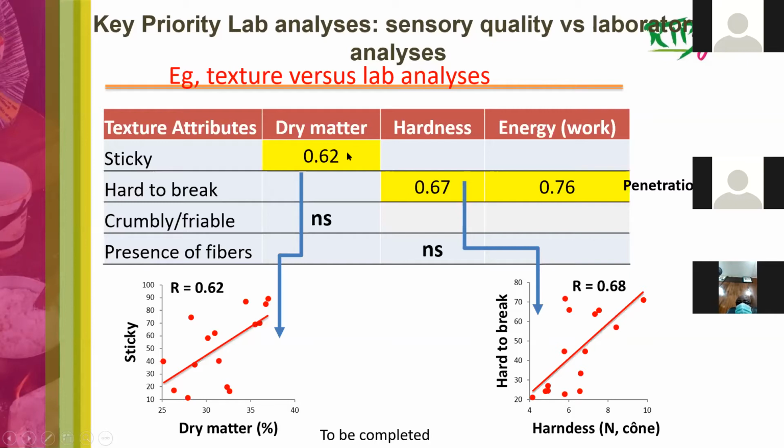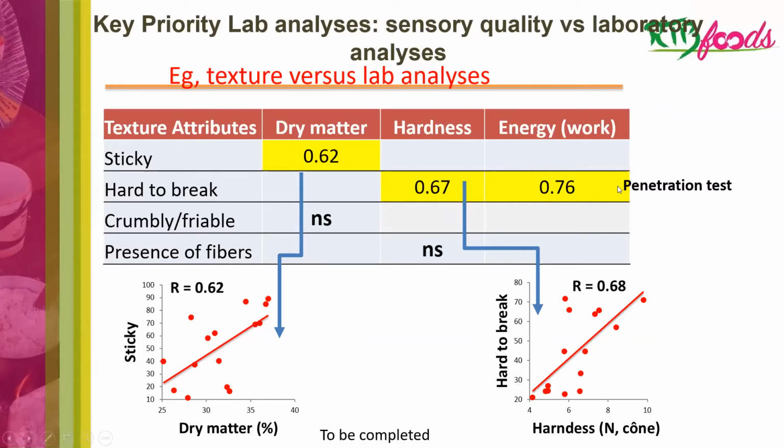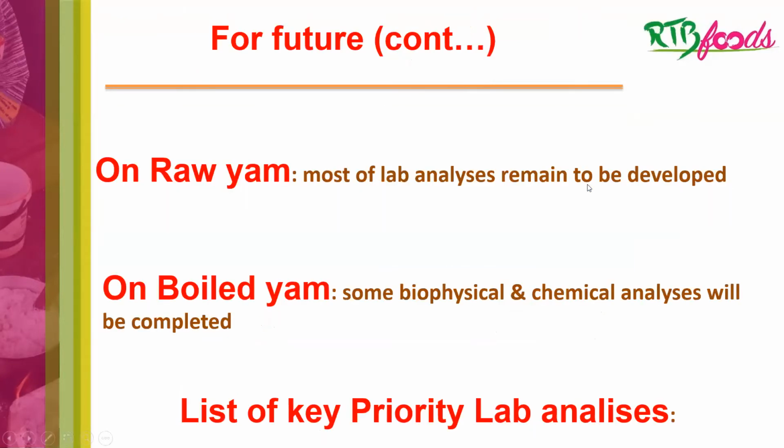So from this, when we saw the correlation between hardness and hard to break, and then the energy, the work exerted, with hard to break, I think that the penetrometer test is a good instrumental method we can use. So we did the same on the other parameters related to the biophysical analysis. That is globally what we did.